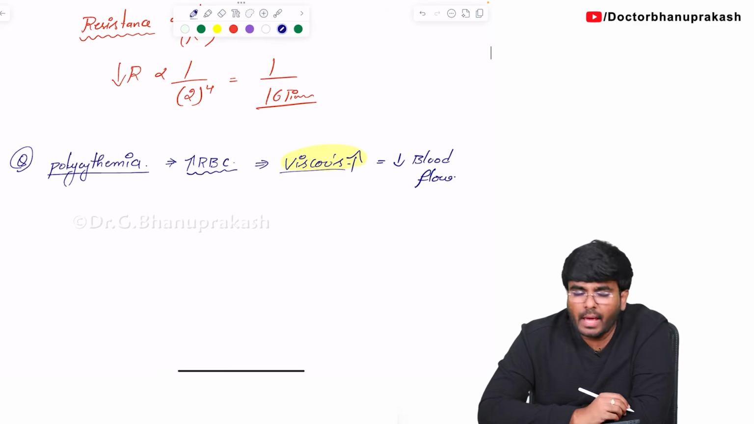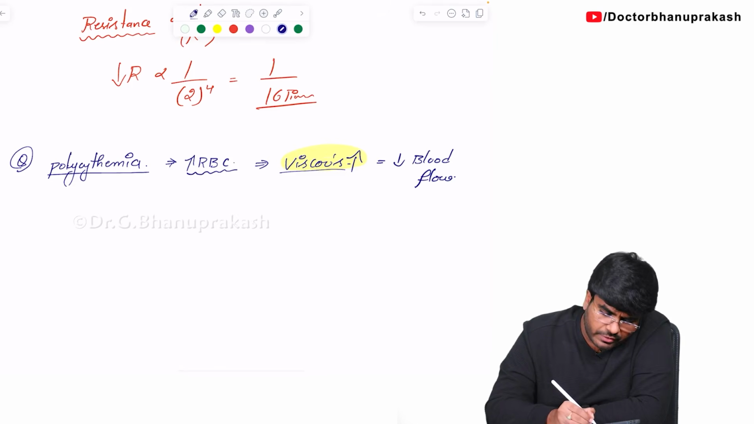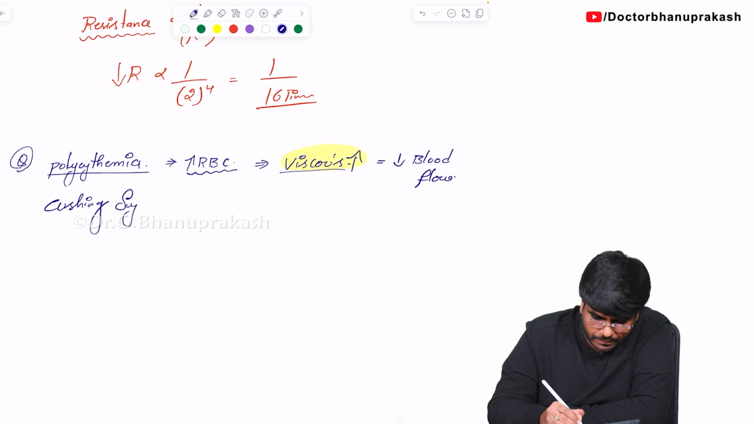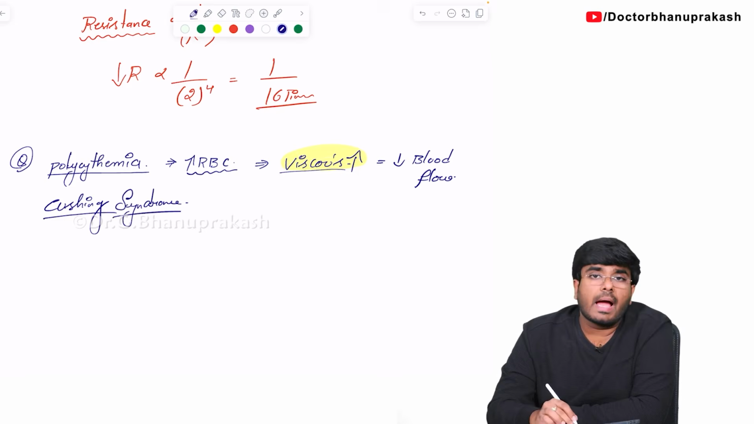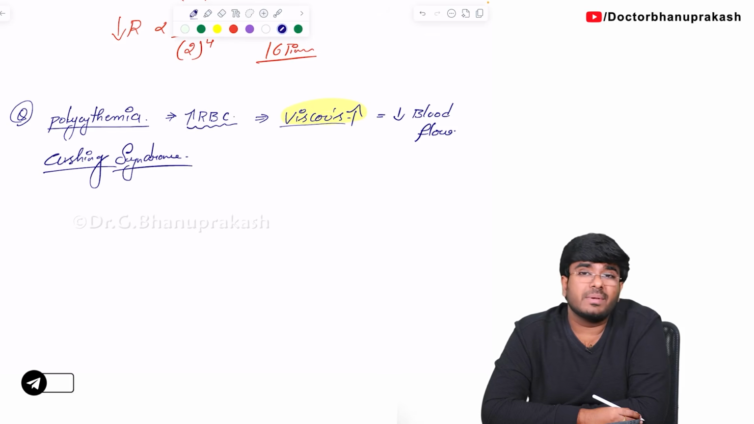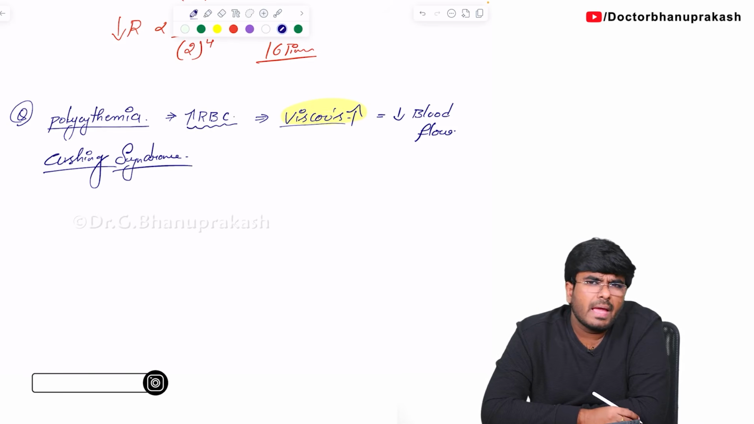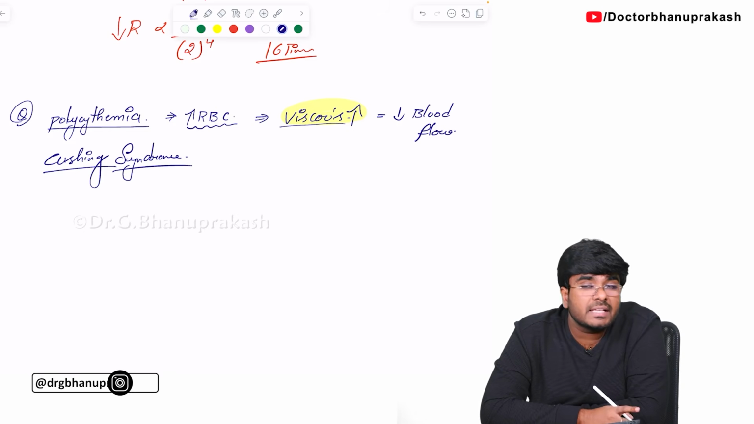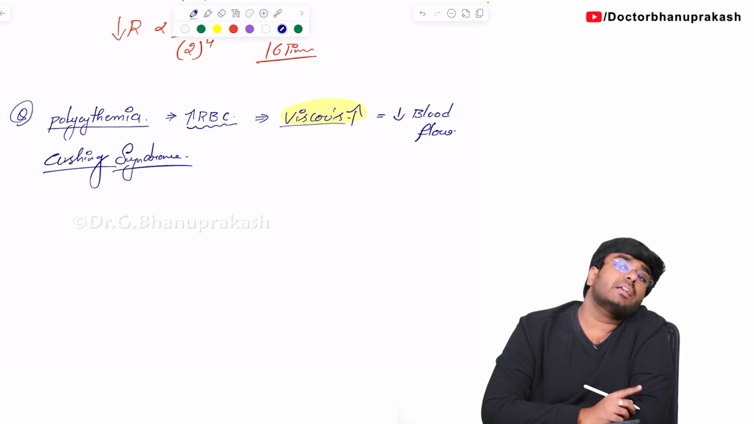Next, what happens to the blood flow in a patient who is suffering with Cushing syndrome? Okay, Cushing syndrome. You tell me. I have taught you in endocrinology, Cushing syndrome is a condition where there is excess cortisol. Cortisol is going to increase the number of your RBC, platelets. It's going to decrease your WBC, except the neutrophils and the monocytes. Monocytes increase, neutrophils increase, RBC increase, platelets increase, but all other WBC will decrease.